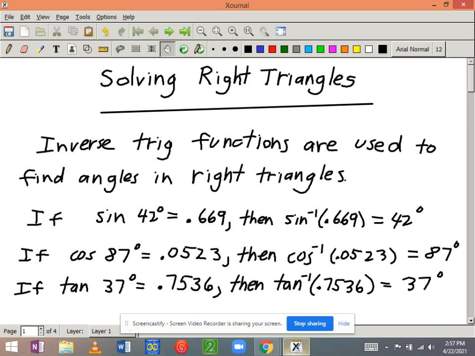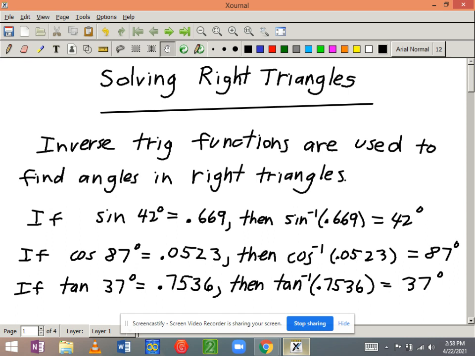Today's topic is solving right triangles. So, at the end of this lesson, we should be able to solve right triangles, which means to find all their missing angles and all their missing sides. Before we do that, though, we're going to have to learn a little bit about our calculators and how to find angles. So, we're going to need inverse trig functions to do that.